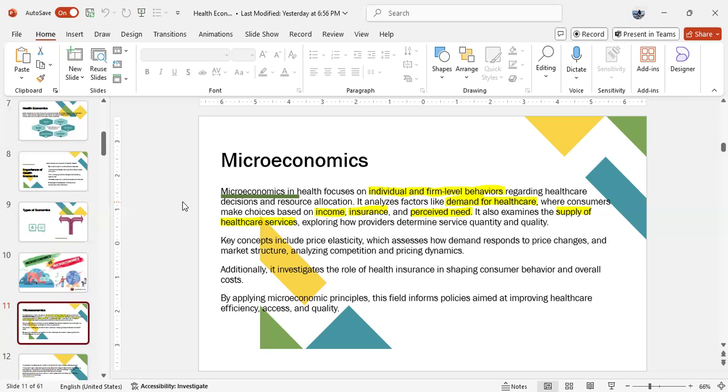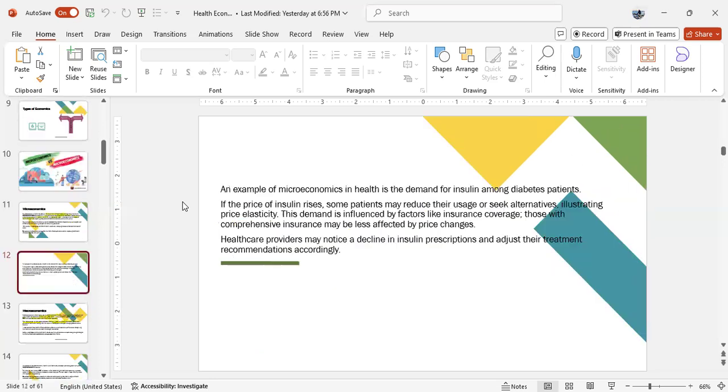Key concepts include price elasticity, which assesses how demand responds to price changes, and market structure, analyzing competition and pricing dynamics. Additionally, it investigates the role of health insurance in shaping consumer behavior and overall costs. By applying microeconomic principles, this field informs policies aimed at improving healthcare efficiency, access, and quality.